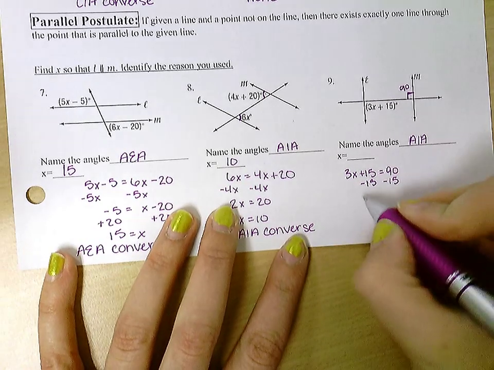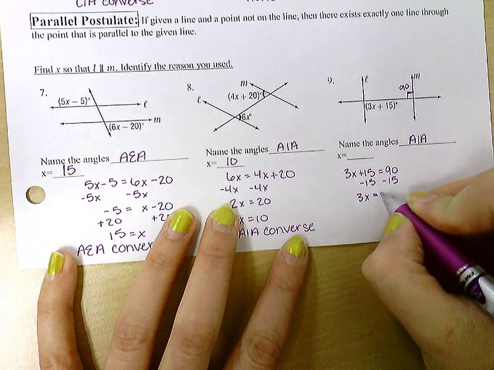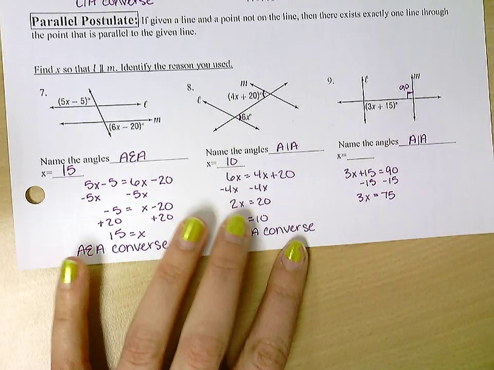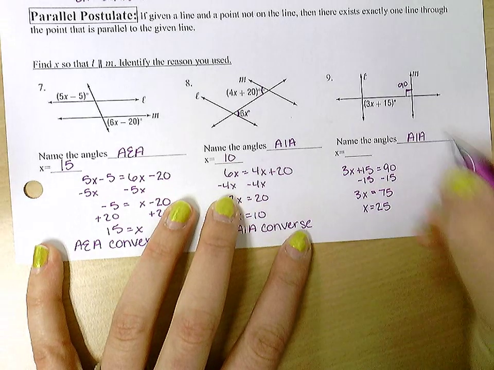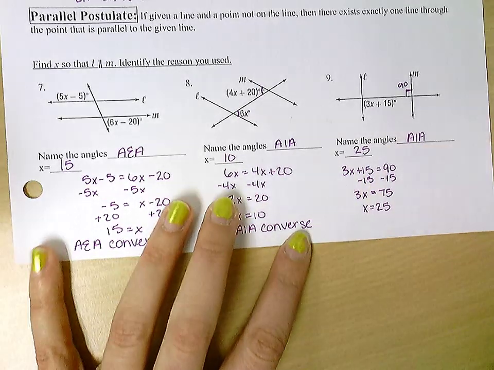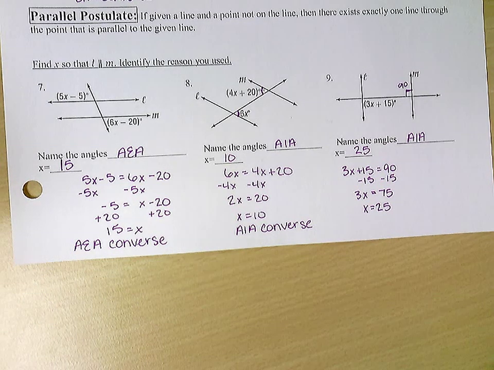So subtract 15. And divide by 3. Okay, x is 25. Now there are two different reasons you could use here. One is the alternate interior angle converse. It's probably the one you thought of right away.